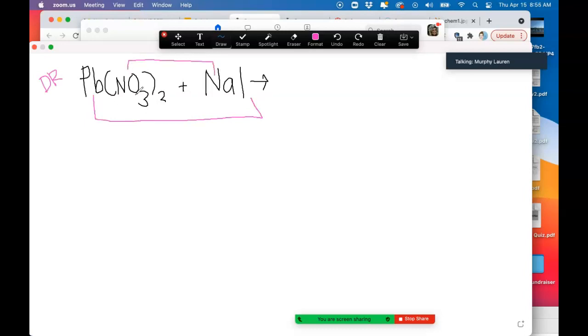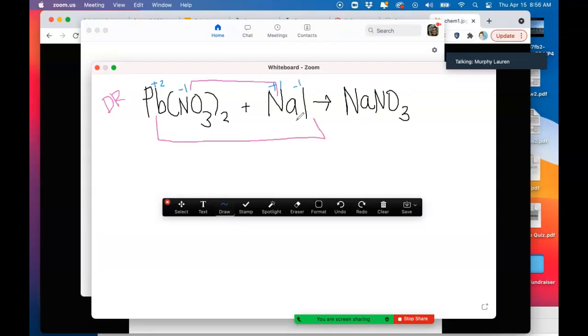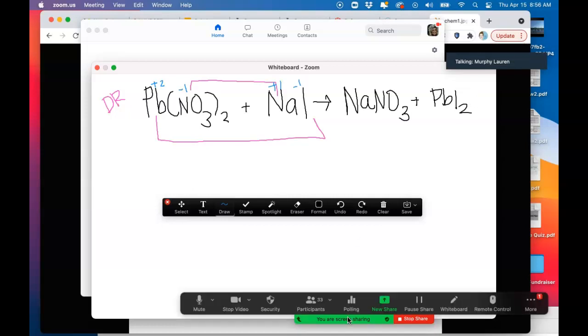So yes, you will still have to be able to do this in this chapter. So +1, -1. Now lead is +2, and its new partner is iodide, which is -1. So I need 2 of the iodides to balance out the +2 charge. So plus Pb, and I need 2 iodines.